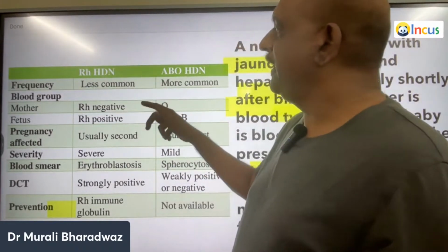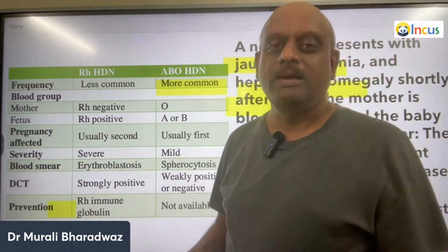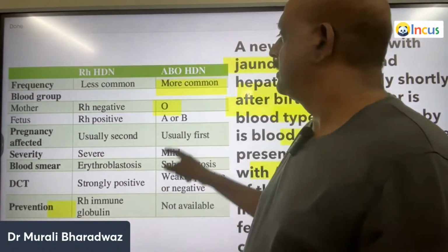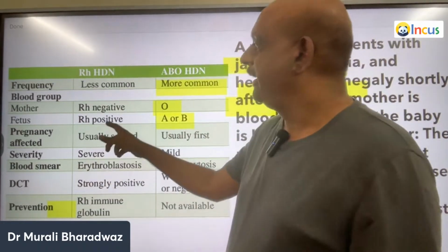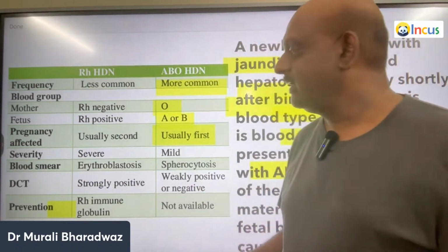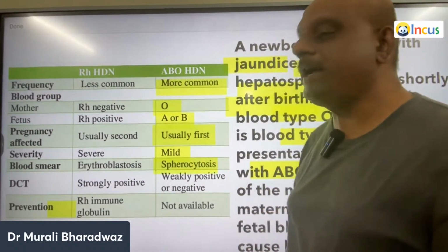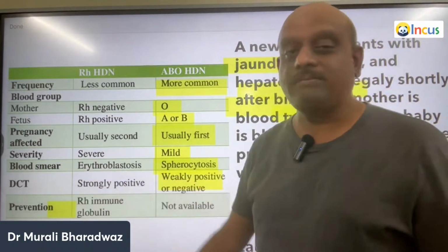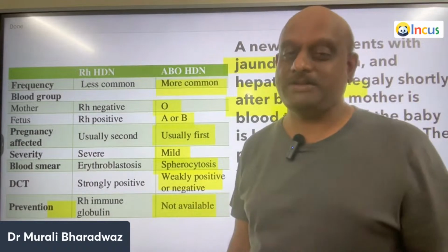So typically the frequency, if you look, ABO incompatibility is more common. In ABO incompatibility, mother is O, right? Typically mother is O, fetus is A or B. And usually the first pregnancy gets affected. And severity is mild in case of ABO. And there is spherocytosis in the peripheral smear. And it is weakly positive or negative on direct Coombs test. And for prevention, you have no way to prevent.